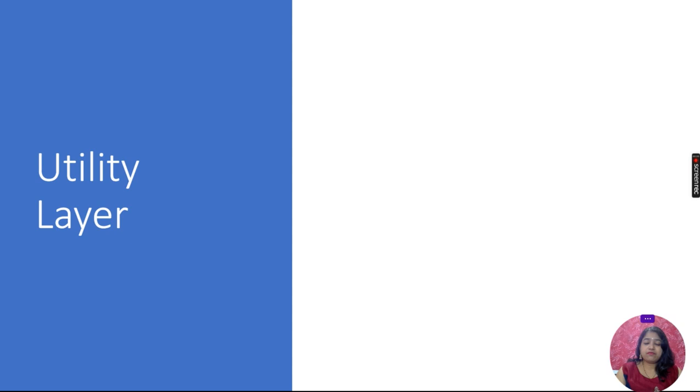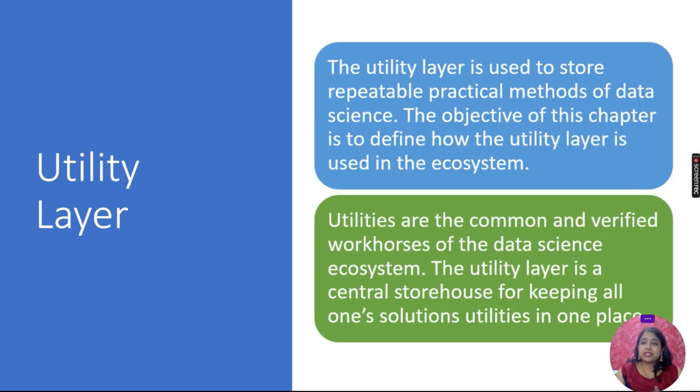We know that we have several business questions in our mind. Now, how to solve those business questions? So for that, we have to create utilities. Utility layer means it is used to store repeatable practical methods of data science. And the objective of this chapter is to define how the utility layer is used in the ecosystem.